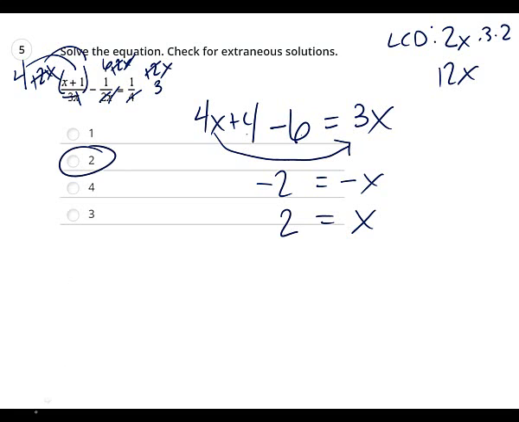Is 2 okay in those denominators? Look at the denominators again. Is it okay? It doesn't make them 0. It better not, because there wasn't any no solution in the answer choices, right? So we need to make sure that it does work. All right, we good with 5?